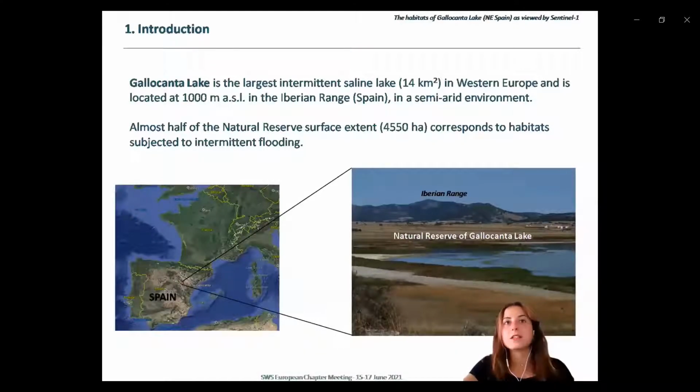Gallocanta Lake is the largest intermittent saline lake in Western Europe and is located at 1,000 meters above sea level in the Iberian Range, Spain, in a semi-arid environment. Almost half of the natural reserve extent corresponds to habitats subject to intermittent flooding.